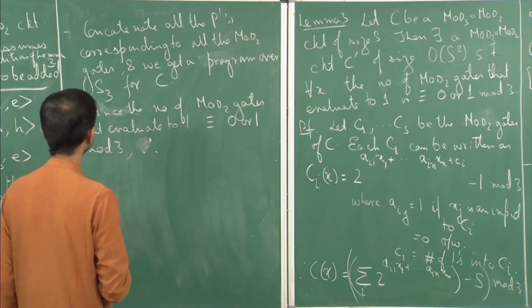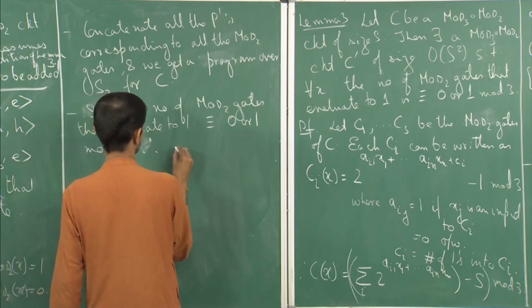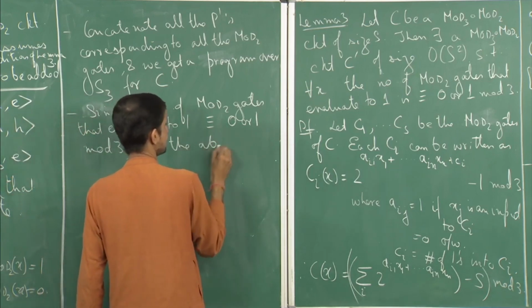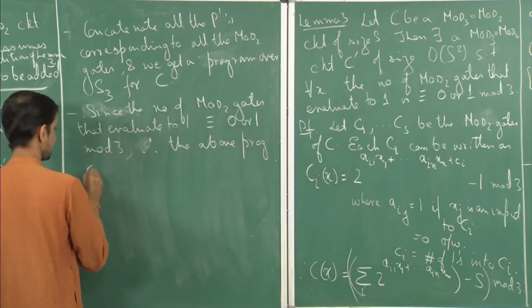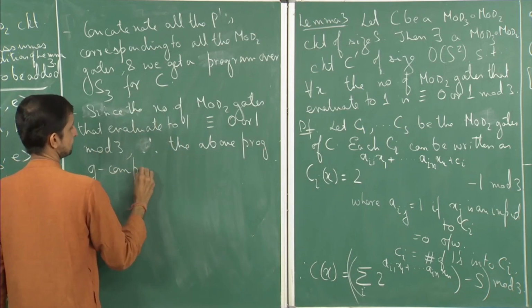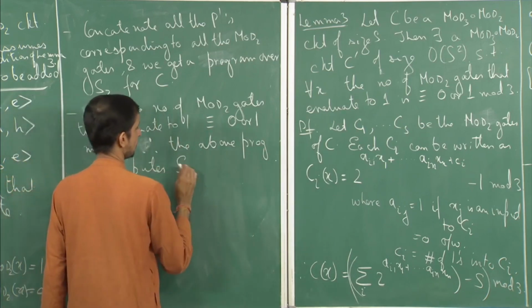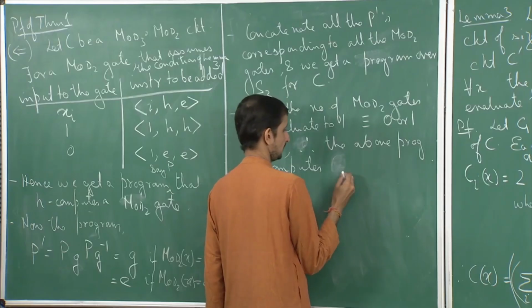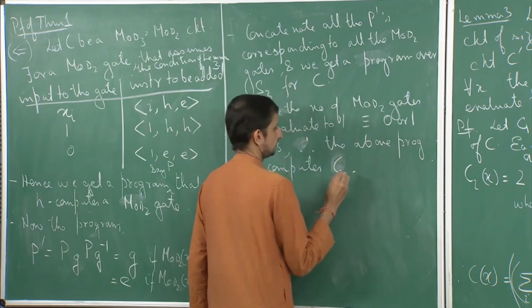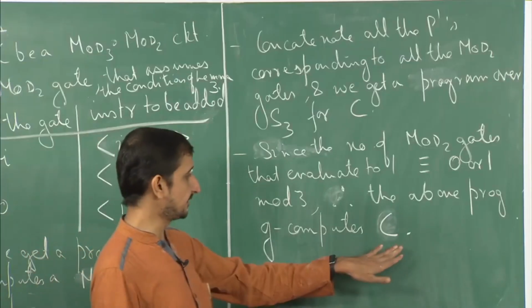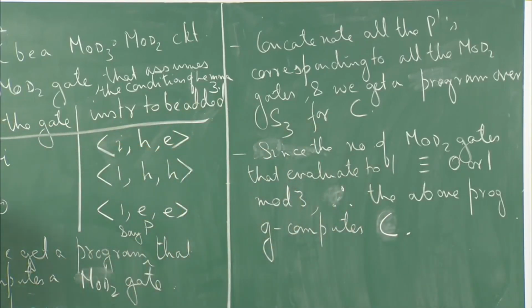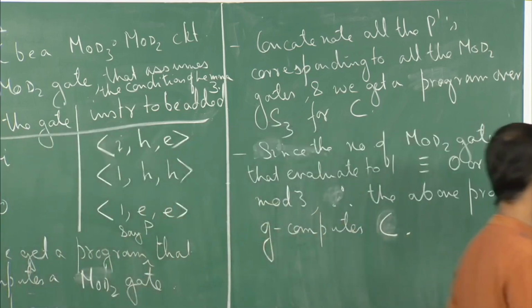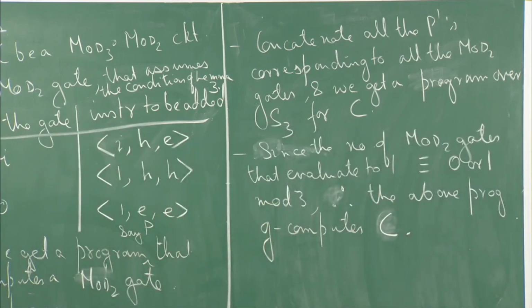Therefore, the above program G computes, actually what I mean is that the language generated by this circuit C, but it is okay. So, just a little abuse of notation here. Okay. So, this proves the reverse direction. So, now let us look at the other direction.